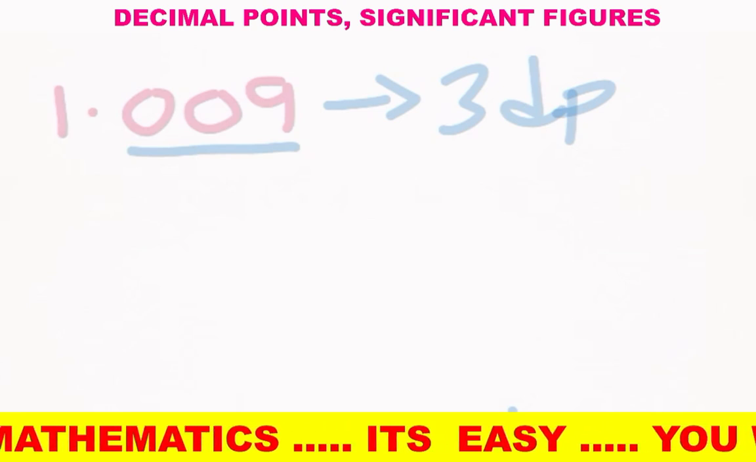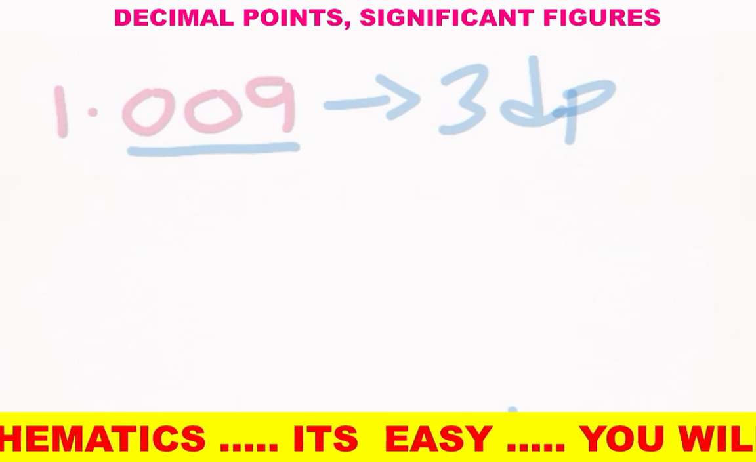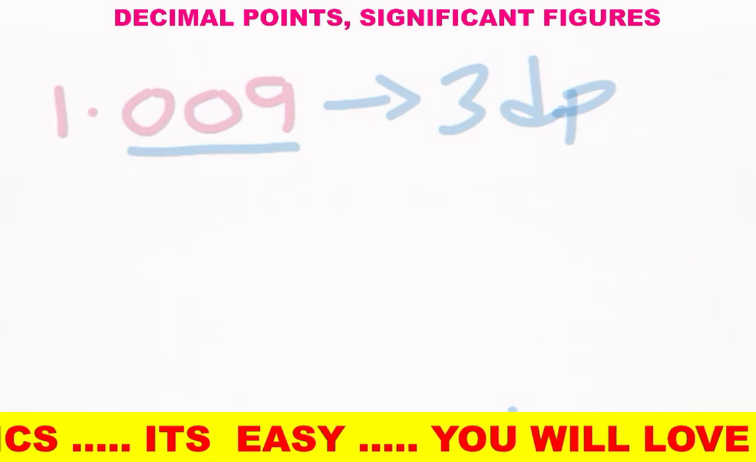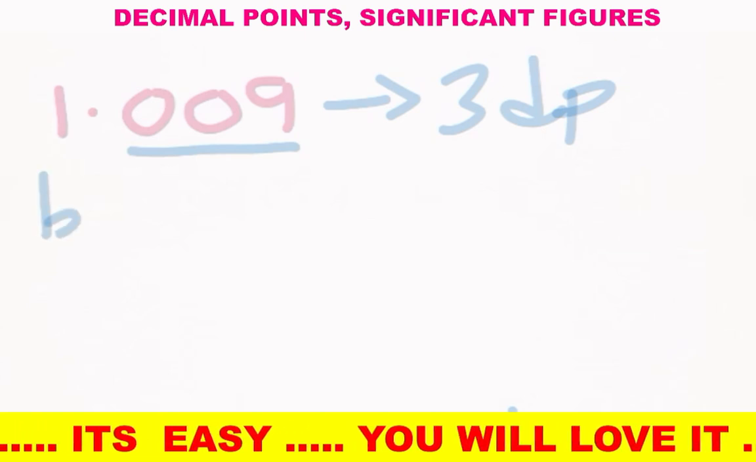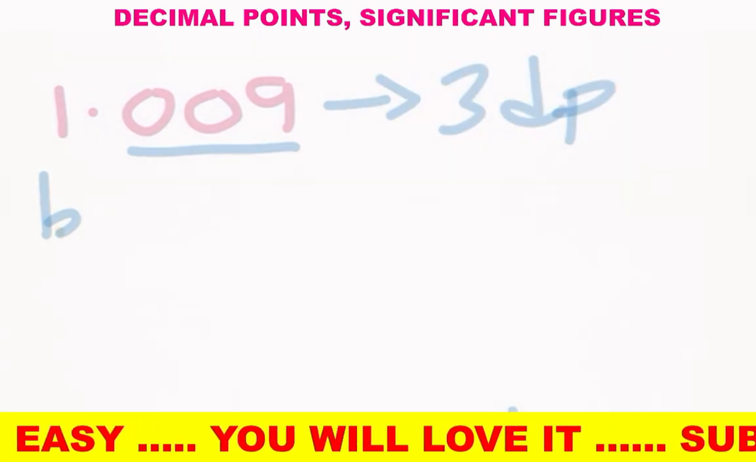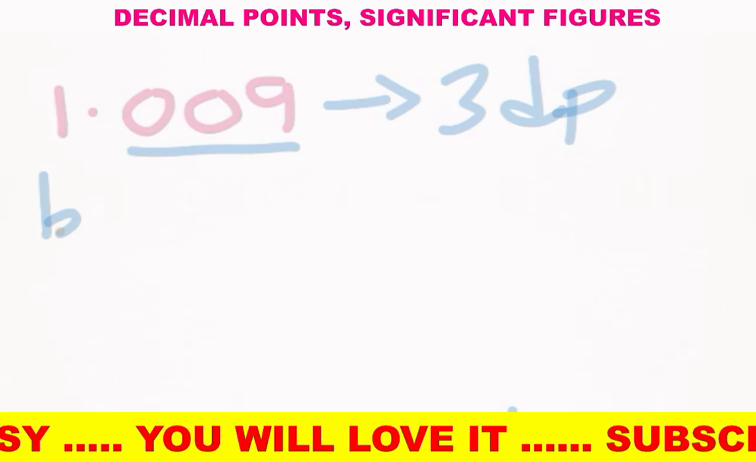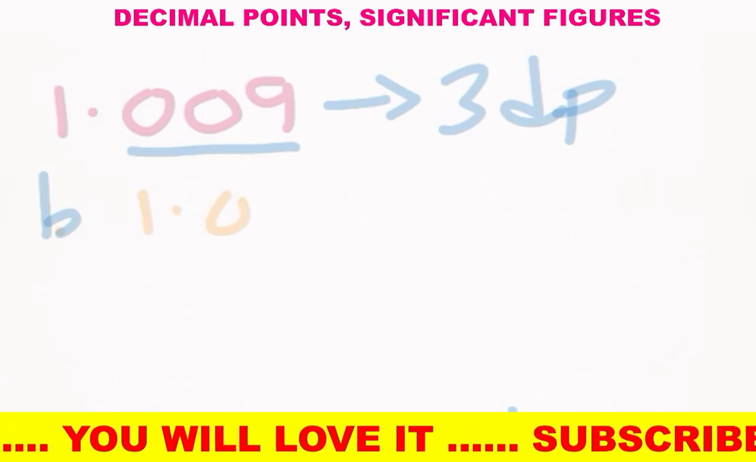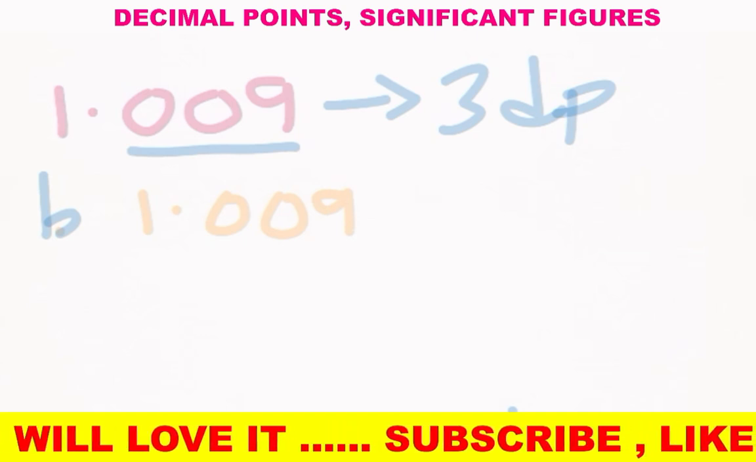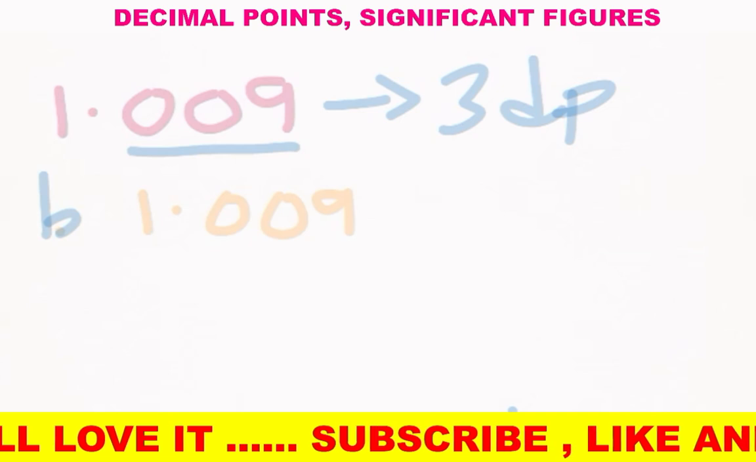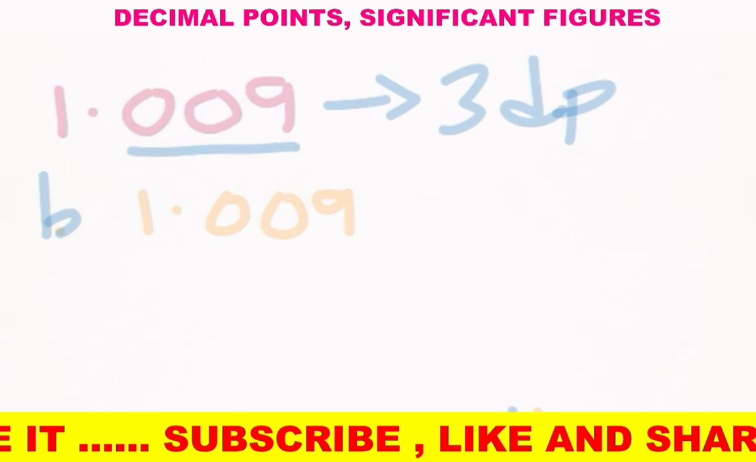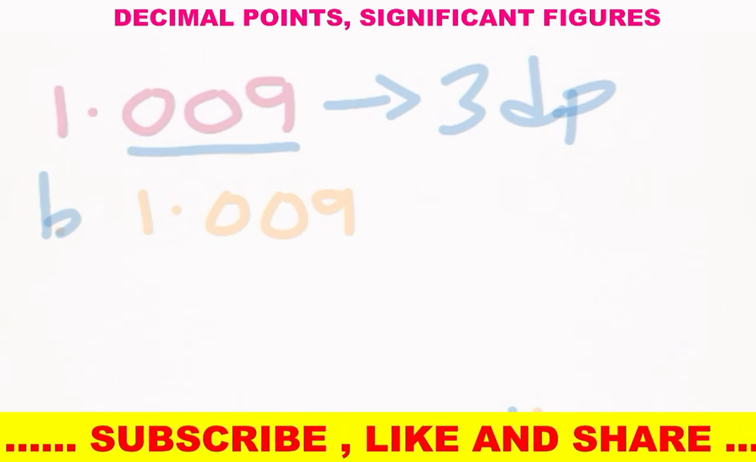Okay, and we are to convert the same thing to 2 decimal places. So let me use this one as number 1A. So this one will be the B. Let me change the color. So this same question, 1.009. If you are to convert to 2 decimal places, meaning you have to get 2 numbers after the decimal point. For this question, we have 3 numbers after the decimal point.